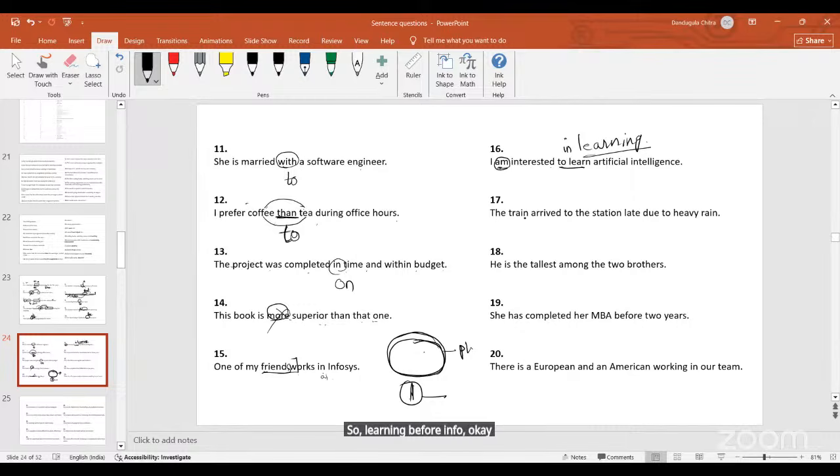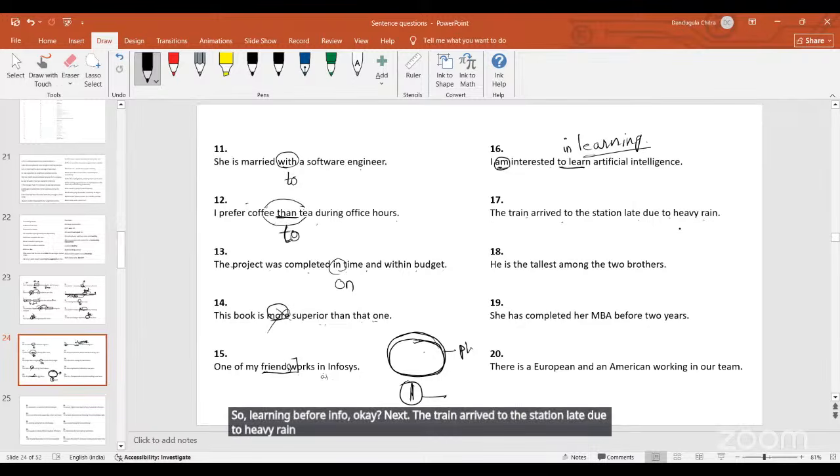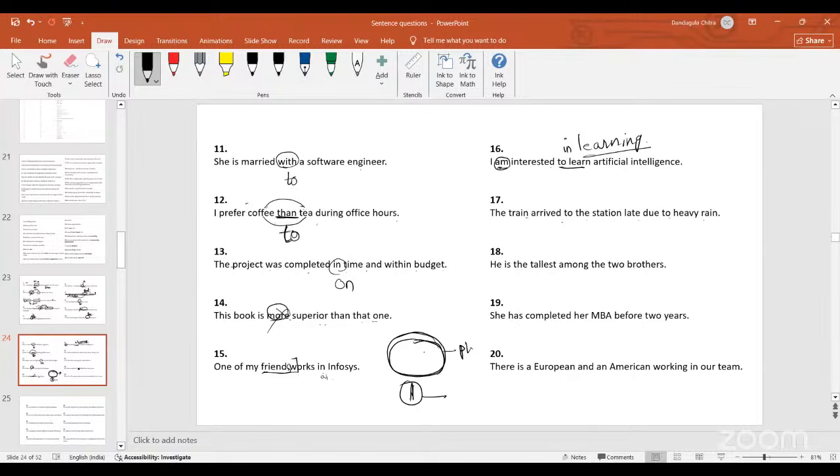Okay. Next. The train arrived to the station late due to heavy rain. The train arrived at the station, sir. Yes, at the station. Okay, not to. Next. He is the tallest among the two brothers. He is the taller of the two brothers. Okay. Instead of tallest among, the answer is he is taller of the two. Okay. He is taller of the two.